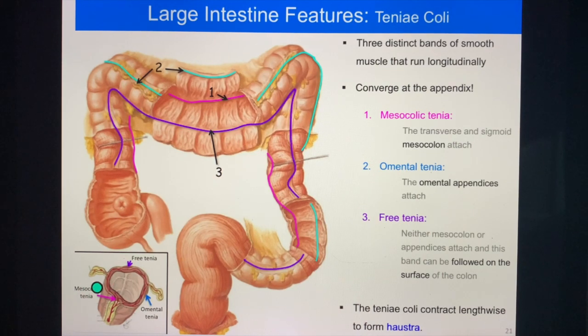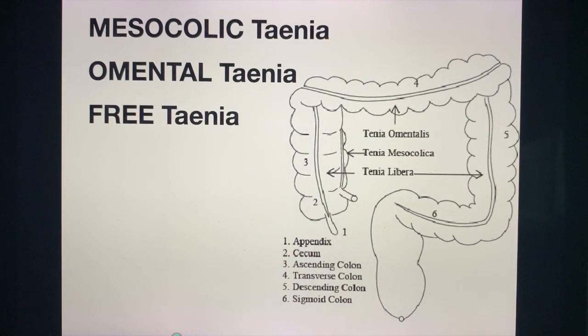So we have down here mesocolic taenia, free taenia, and we have the omental taenia. Now, this is what you have to memorize. There are three taenia coli: mesocolic taenia, omental taenia, and free taenia. So if we go textbook, this is taenia omentalis, that's the omental taenia. Taenia mesocolica, this is your mesocolic taenia, and your taenia libera, that is your free or your liberated taenia.